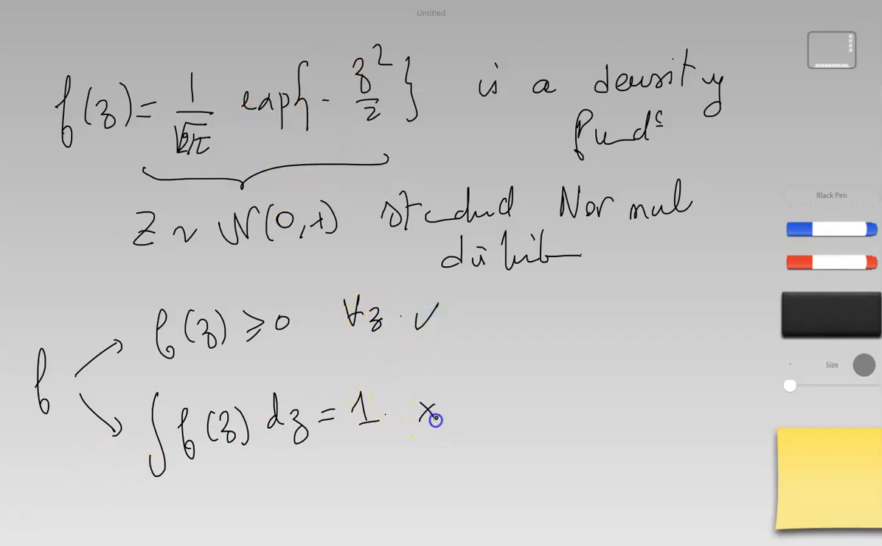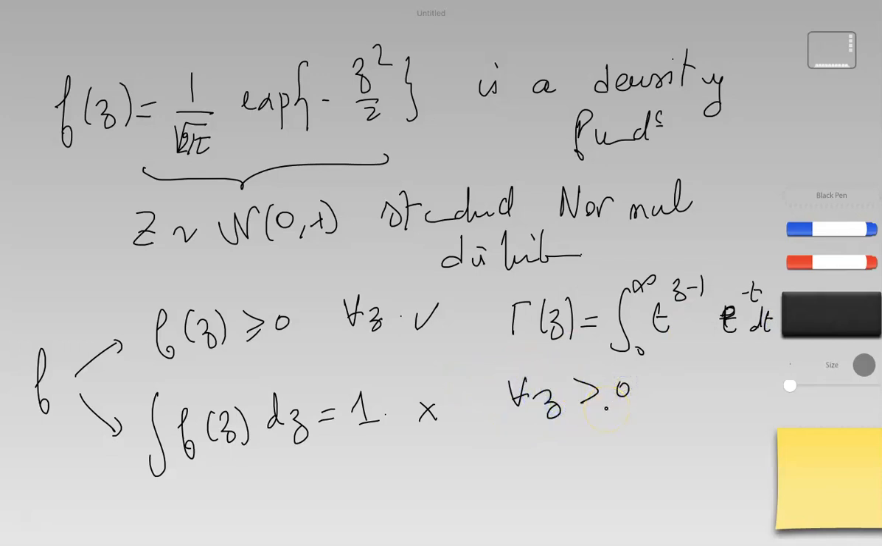To prove the second one now, we need to recall two things. We need to recall the gamma function, Γ(z) equal to the integral of t to the power z minus 1, exponential of minus t, dt, and this function is defined for every z positive, and we know that gamma of one half is square root of π. Okay, so we need this result to prove that the integral of f(z) dz is equal to 1. Okay, let's start then the proof.